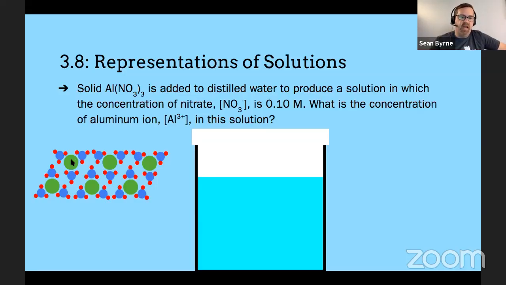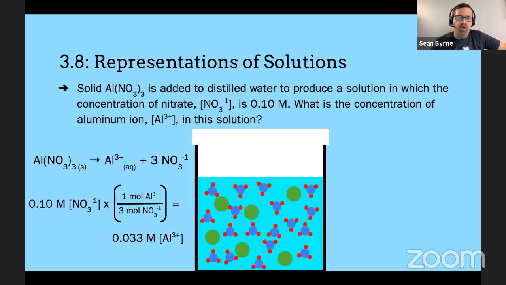So aluminum are the cations, and these would each be nitrate, NO3 minus. And if we tried to put this into water, what we know is that these would spread apart completely, right? And so this problem is a little bit tricky in that it says it's added to distilled water to produce a solution of a concentration of nitrate that is 0.1 molar. Well, what's the concentration of the aluminum plus 3s in this solution?